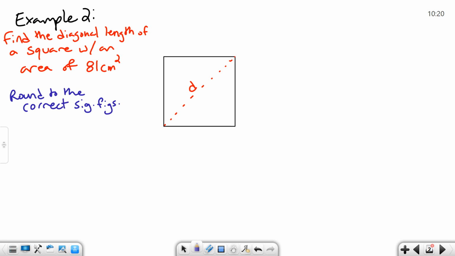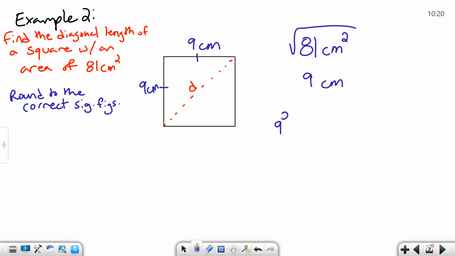For example 2, we need to find the diagonal length of a square with an area of 81 centimeters squared. So if 81 centimeters squared, that's our area. We know that these two lengths are going to be congruent because it's a square. It's by definition that way. So if I take this as a square root, it gets me 9 centimeters. So each one of these is going to be 9. 9 squared plus 9 squared is going to be equal to the distance squared. 81 plus 81 equals d squared.